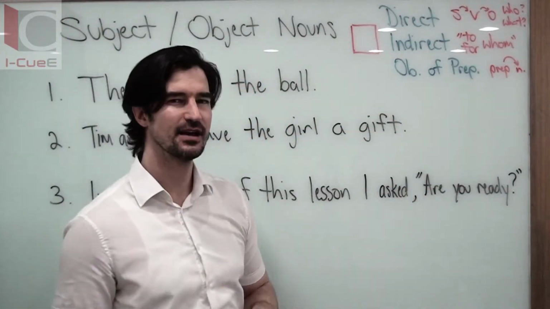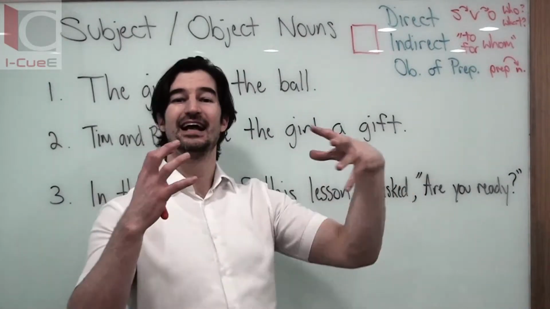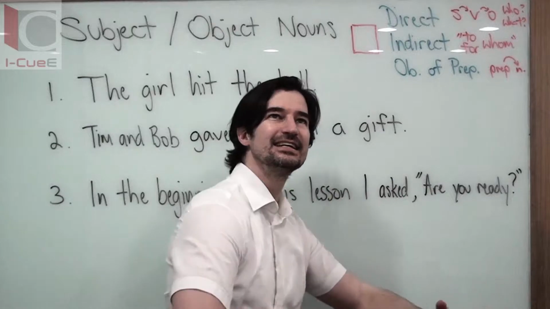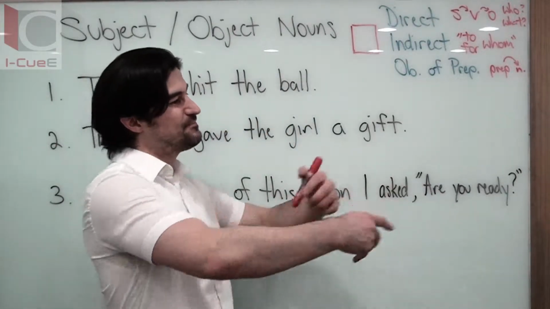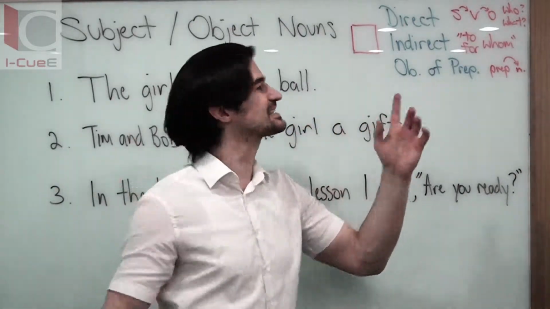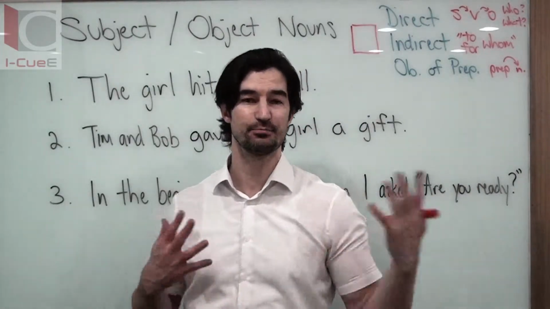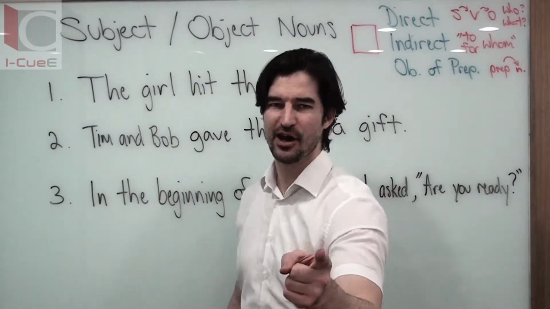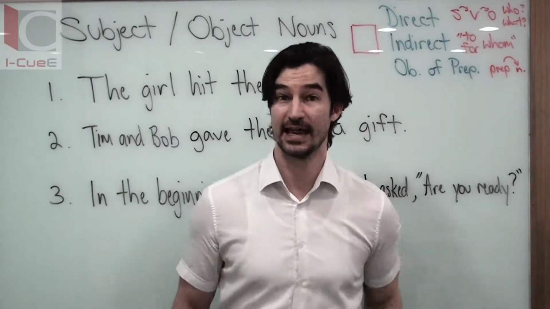Indirect objects are a little different. Indirect objects are not connected to what the subject is doing. They might be... well, it'll all make sense when we get to the examples. Then lastly, you have objects of prepositions. Objects of prepositions you will find in prepositional phrases, which you should already know. But let's get going with the examples so I start making more sense.